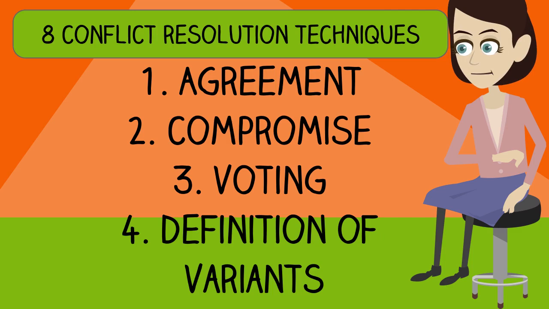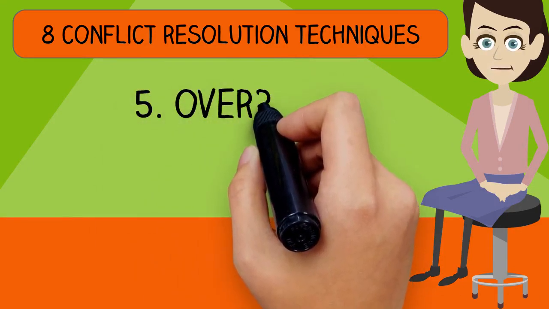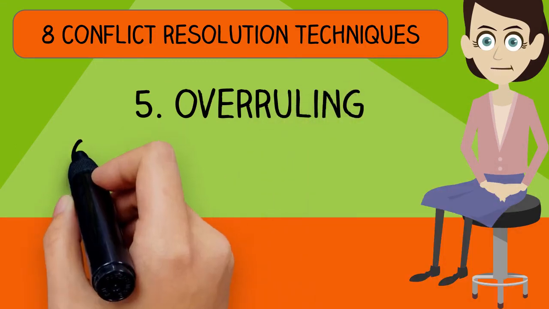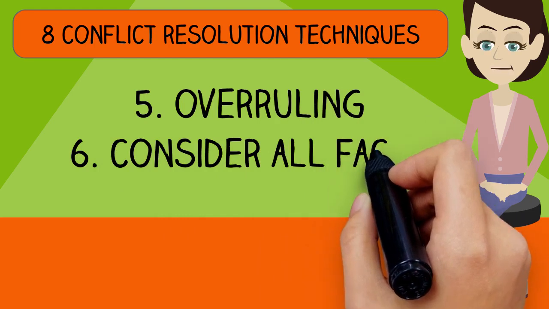Technique 4. Definition of variance. This technique is a way that is selected to develop the solution where the different stakeholders can apply their own variance to the solution as parameters. This way, the different stakeholders get their preferred solution implemented. Technique 5. Overruling. This technique is aligned with the organizational hierarchy. The more senior stakeholders' requirements or proposed solution is the one that will be taken forward as the resolution.